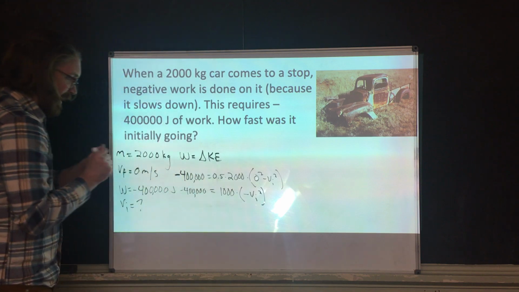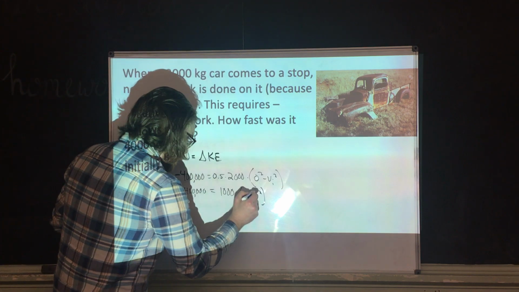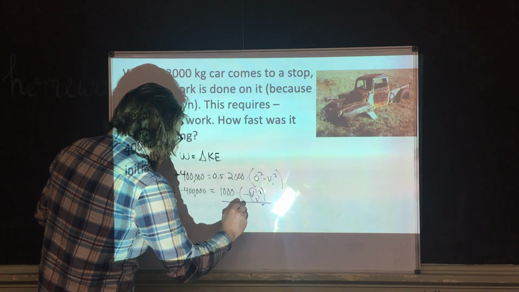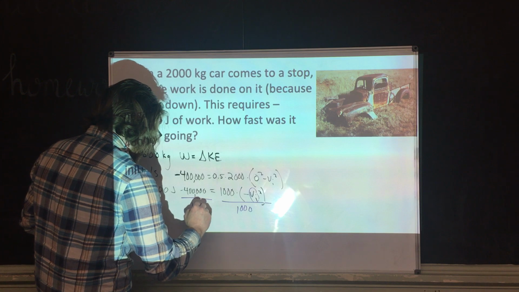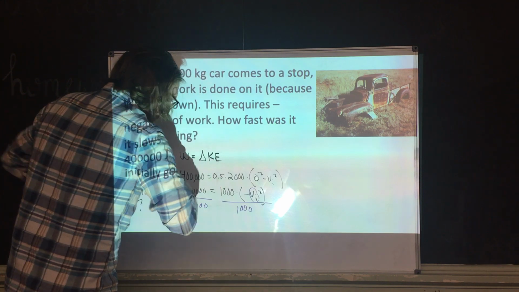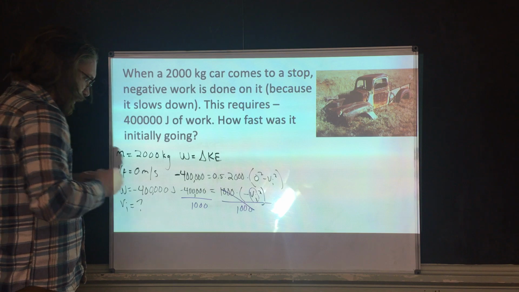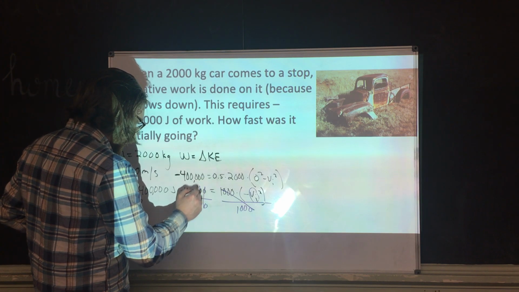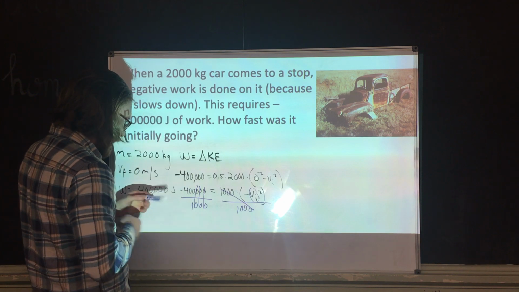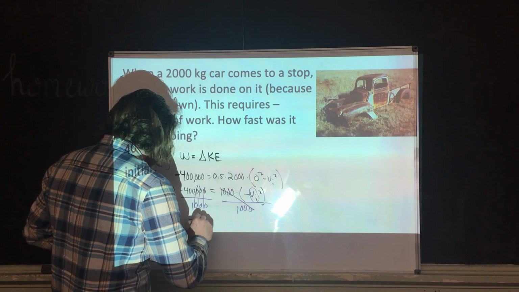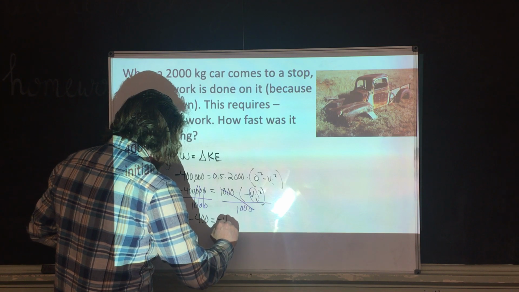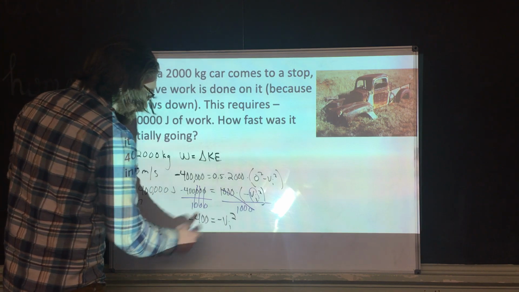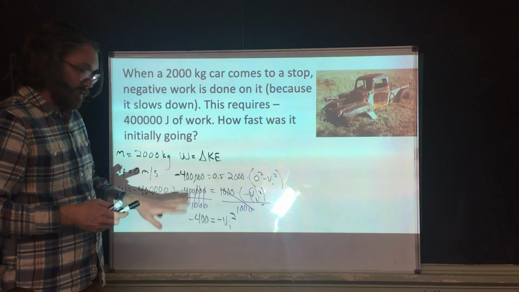So I want VI by itself. Same old soup as before. Okay? This is multiplication, so I'm going to divide by 1,000, divide by 1,000. 1,000 divided by 1,000 is 1. And 400,000 divided by 1,000, I know you can put this in the calculator, I knock off 3 zeros, and now I have negative 400 equals negative VI squared. Okay, so I still want VI by itself, right? Everybody see what I'm doing here?